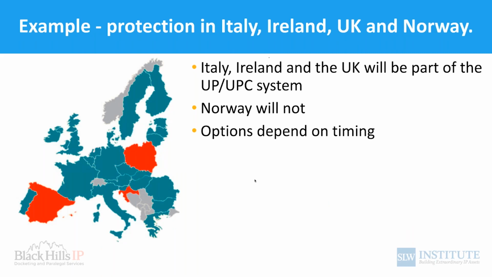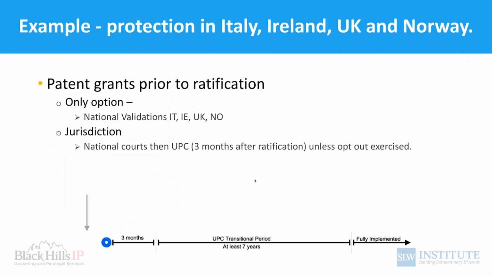Let's take an example of protecting 4 states, Italy, Ireland, the UK and Norway, in a number of different stages over the next few years. The first thing to note is that Italy, Ireland and the UK will be part of the unitary patent and the unified patent court system, whereas Norway is outside. Prior to ratification, the only option for validation is national validations in each individual country. Jurisdiction will be before the national courts.